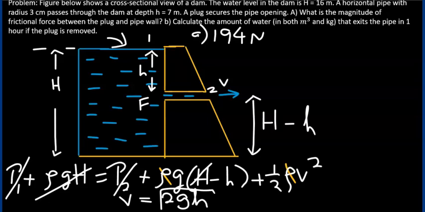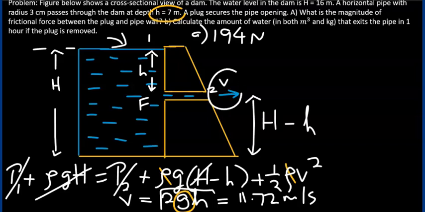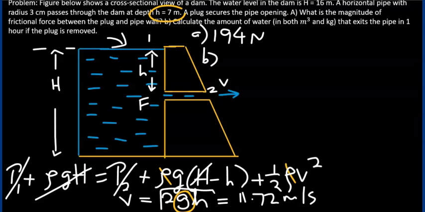Using 9.81 for little g, and we are given what that little h is, it's 7 meters. We can do this calculation and we will get the following: 11.72 meter per second for the speed of the water that's coming out from the opening. So this will enable us to calculate the volume flow rate from that opening. It is just the cross-sectional area at the opening times the V that we have just calculated.